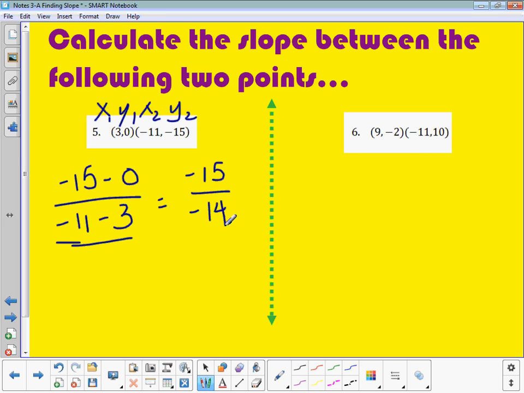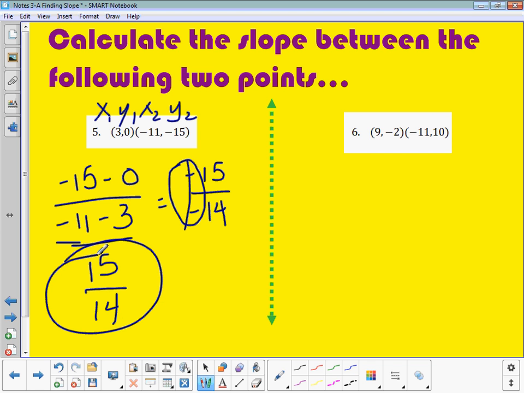So we can't actually reduce the numbers. There's not a lot we can do. The one thing I do notice, though, is that I have two negatives on top of each other. So that actually is going to become a positive. Same as if you would multiply two negatives together. If you divide two negatives, it also becomes a positive. So then we have 15 divided by 14 as our final answer there.